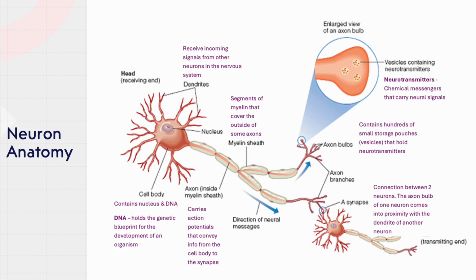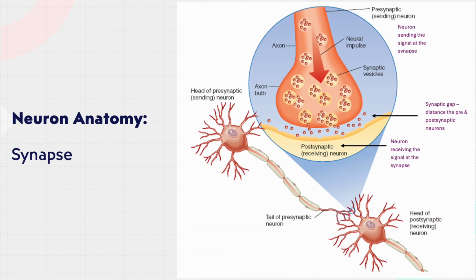And your neurotransmitters are going to be the chemical messengers that then carry neural signals. And then it goes across what we call a synapse. And that's basically this connection between two neurons. So the axon bulb of one neuron actually comes into close proximity with the dendrite of another neuron, but they never actually touch.